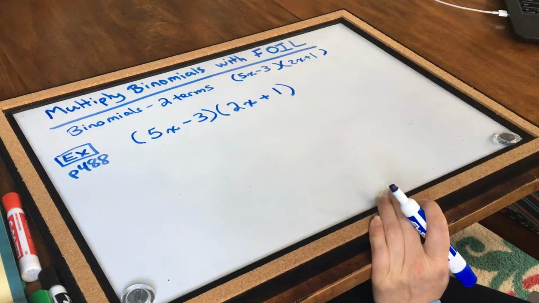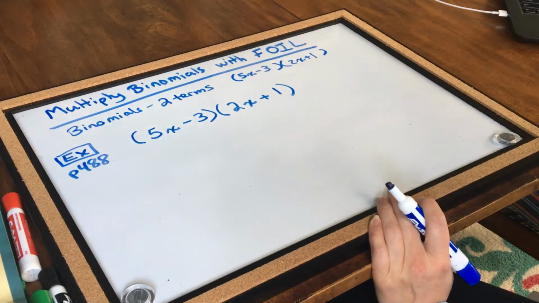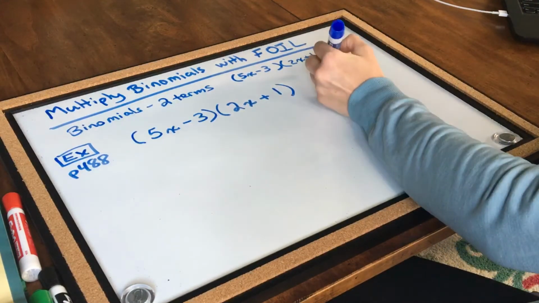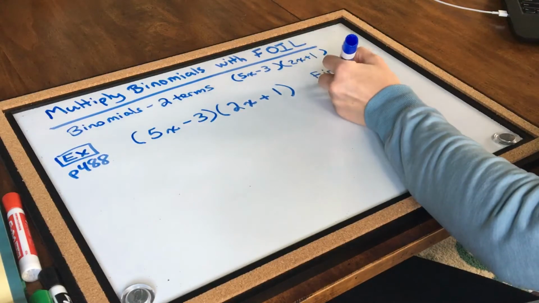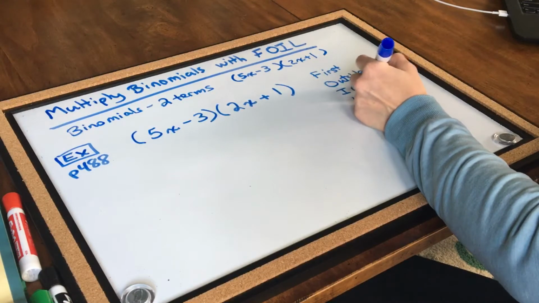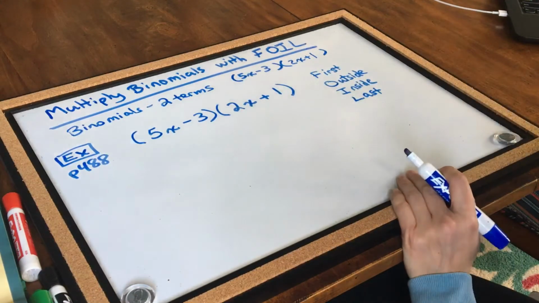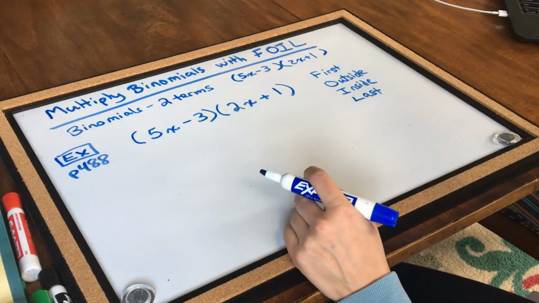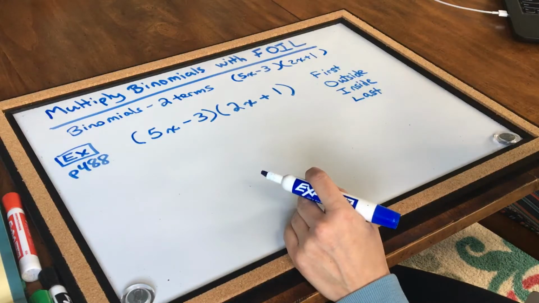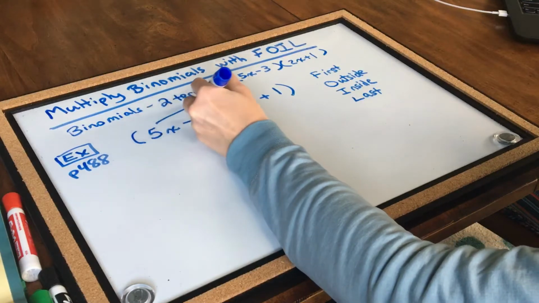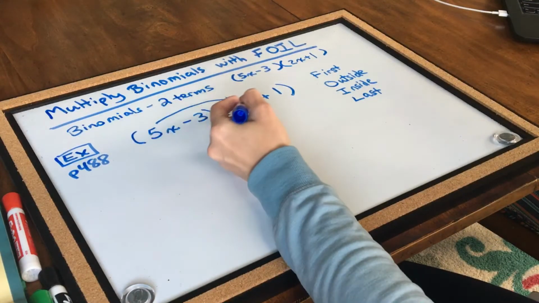Okay, so here's the FOIL. So FOIL stands for first, outside, inside, last. So I'm going to make a little note over here. F stands for first, O stands for outside, I stands for inside, L stands for last. Okay? And you're going to recognize this because it's going to look similar to our distributive property arrows. So first I'm going to multiply the first 2 terms. So I'm going to do kind of a little arrow like this. So these are each the first terms.